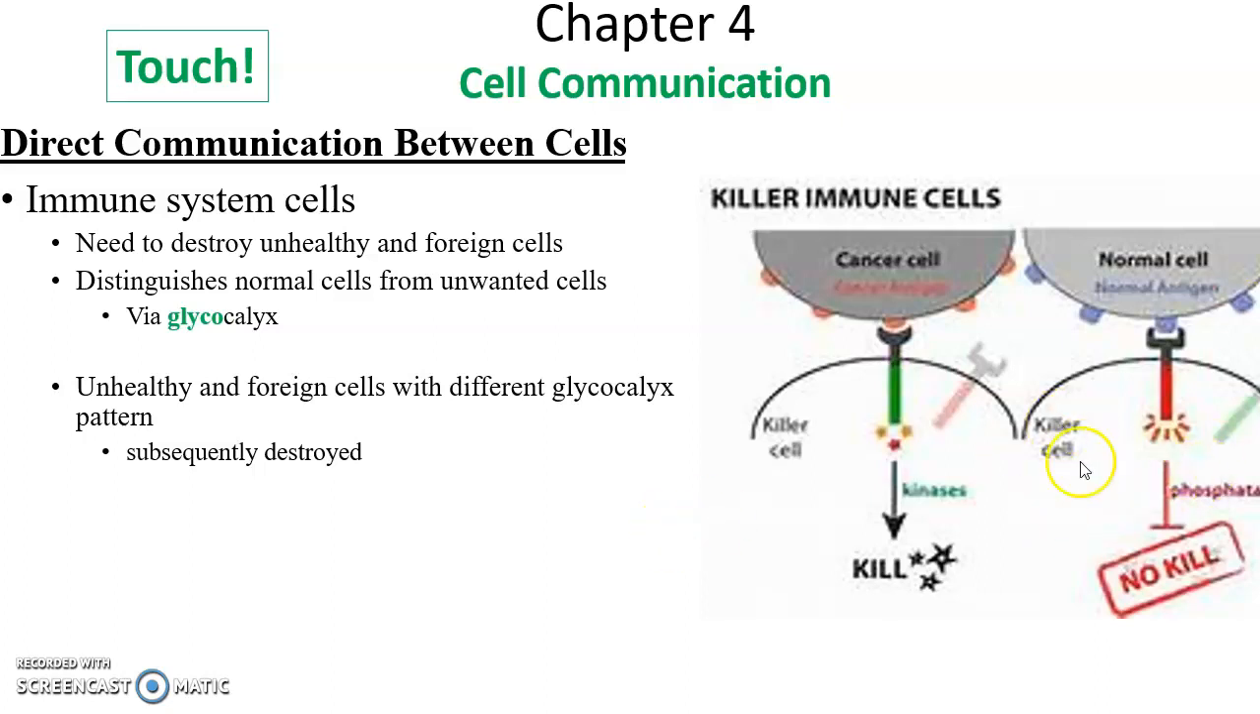But if the immune response cell finds the expected surface structures, then it won't destroy it. It'll say, oh yeah, you belong here. You're supposed to be in the body. And basically, it is those carbohydrates forming what's called a glycocalyx that the immune response cells are checking by touch to determine if a cell is supposed to be in the body or not.